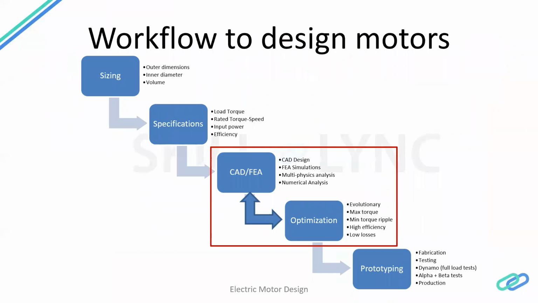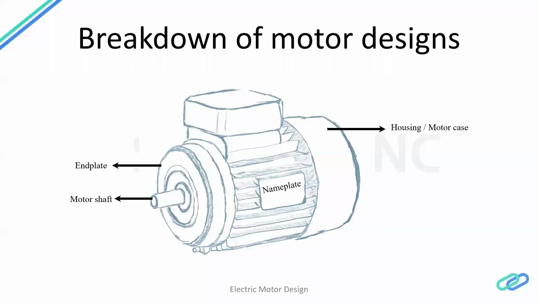So let's say this is an electric motor. That's how a basic electric motor would look. And then you have the main components such as the housing, end plate, and the motor shaft. Also, the most important thing is the nameplate that has a serial number and the power rating and all that stuff. So let me dissect that a little bit to remove each one so that you can see what's inside.